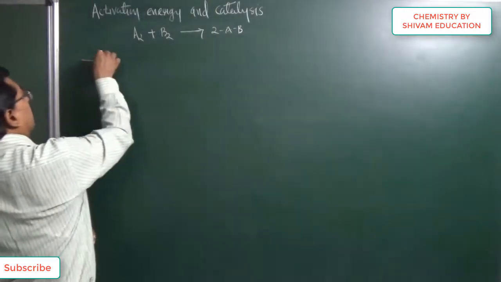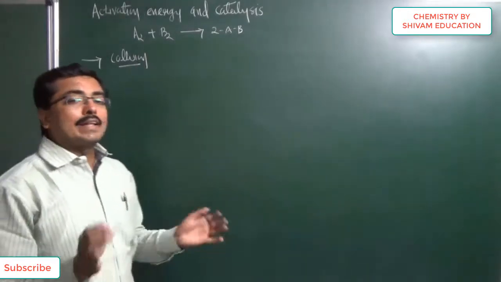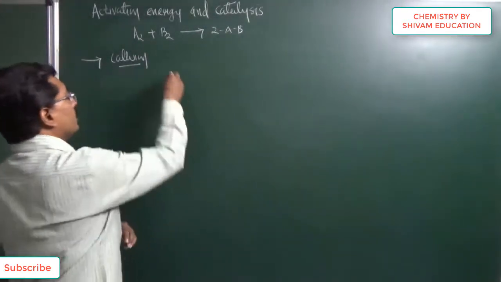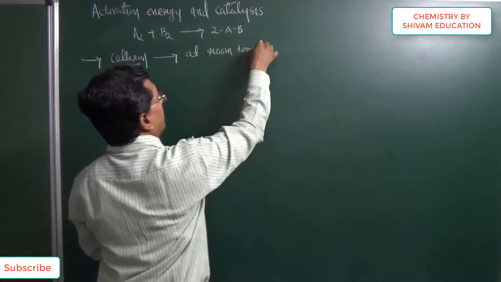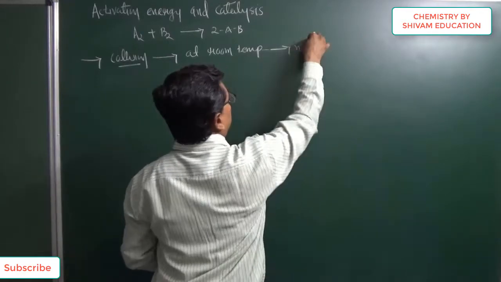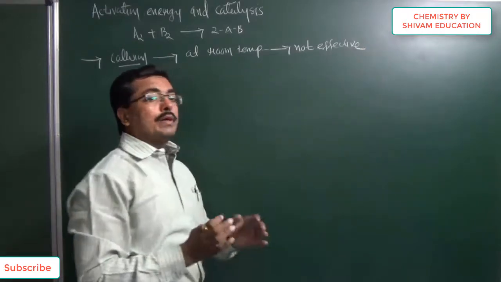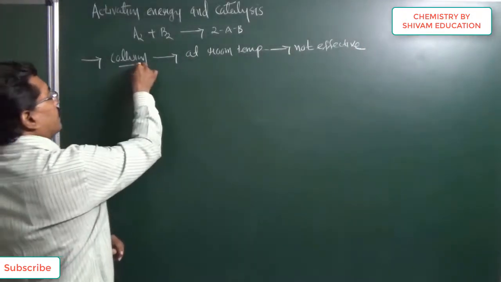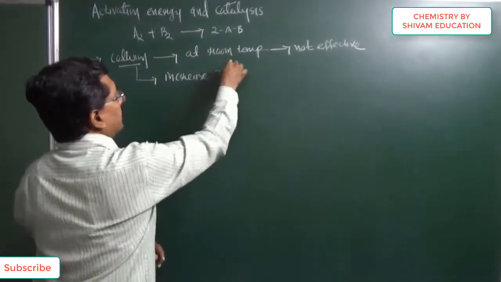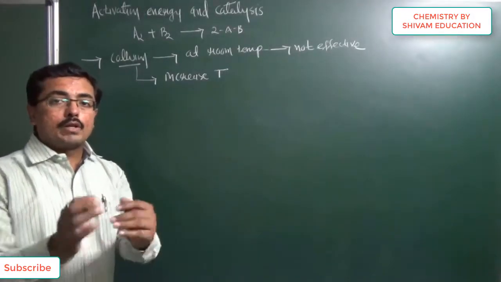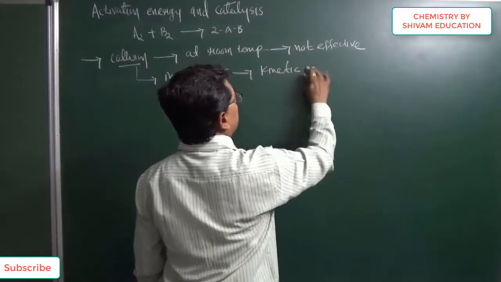Now when collision occurs between these molecules at room temperature, it is observed that the kinetic energy will be less. So this collision at room temperature is not effective. Therefore we are required to increase their kinetic energy. So for successful collision, when we increase temperature, it is observed that the kinetic energy of the molecules will increase.